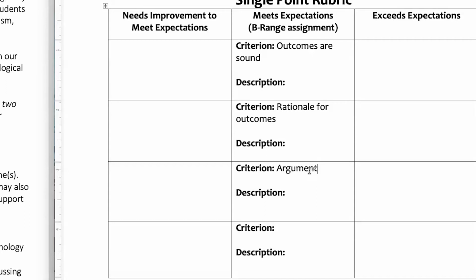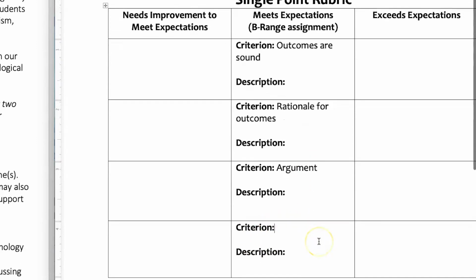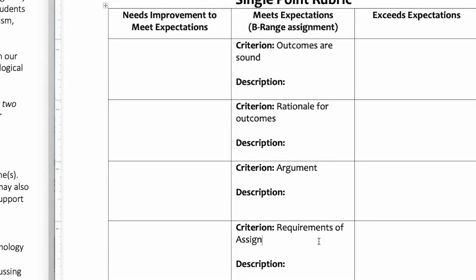Finally, I do like to include a criterion about whether or not they've met the requirements of the assignments. However, this is completely up to you. I usually include it and I make it worth less. I just find that students tend to pay attention a bit more to what is expected if I include that. So I'm going to call it requirements of assignment. That's the easiest one, so let's start there.